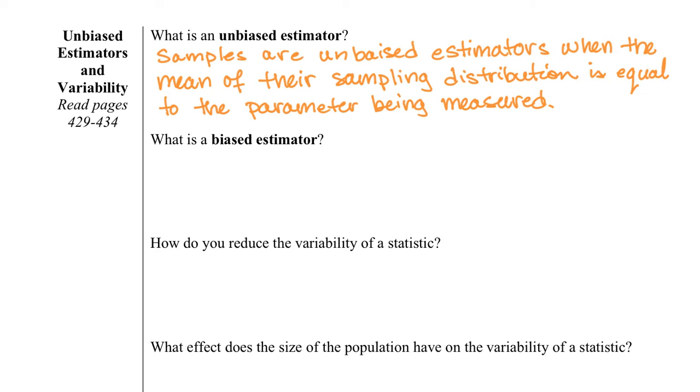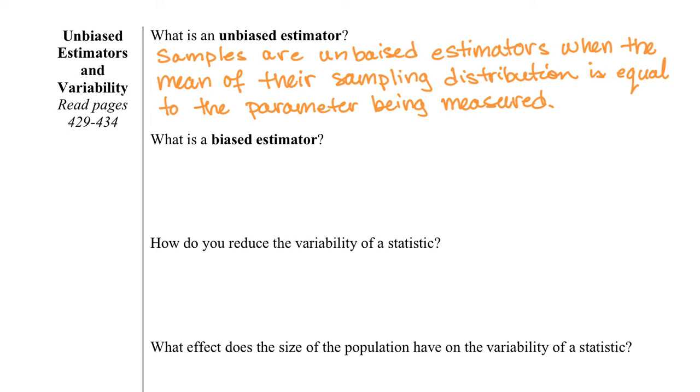We can say that samples are unbiased estimators when the mean of their sampling distribution is equal to the parameter being measured. So on the front page of these notes, we had that shape that looked very normal, and we can see that the mean, because the median would have to be the same as the mean, would also center around the true population of 50% red widgets being represented.